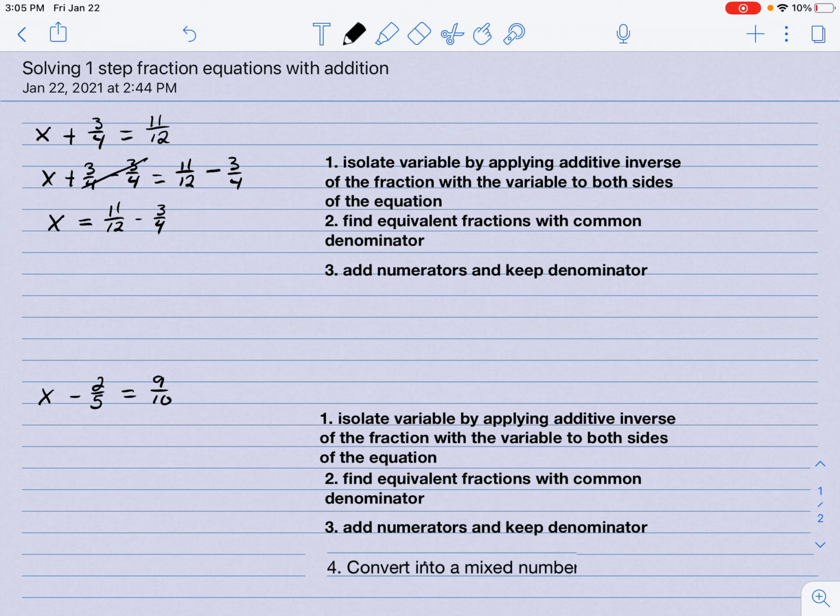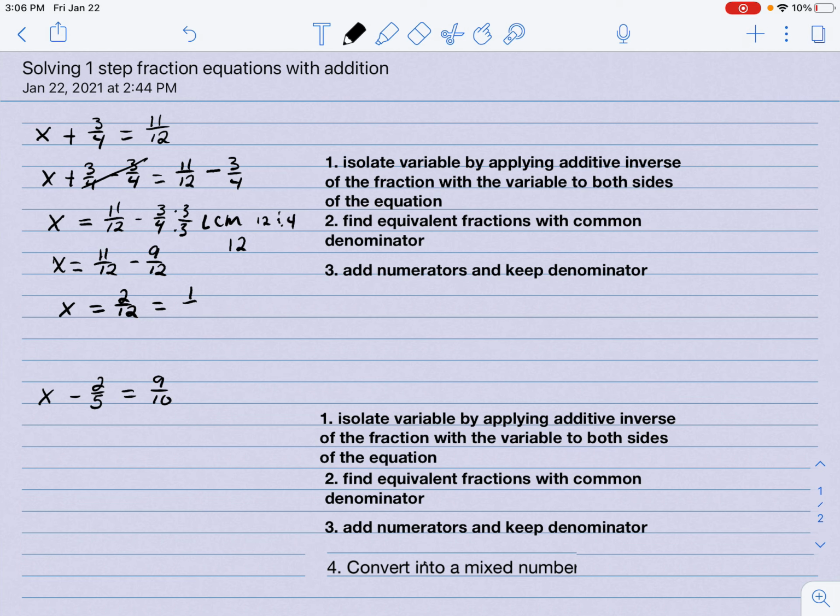Okay, so the next step is we need a common denominator. So we're going to have to adjust these fractions. The least common multiple of 12 and 4 is going to be 12. So we only need to adjust one fraction. So x equals 11/12 minus, we're going to multiply this by 3, this by 3. That's going to give us 12 on the bottom, so we can have a common denominator. That's 9/12. Now that we have that, we just subtract the numerators, keep the denominator. 11 minus 9 equals 2/12, and we can simplify that to 1/6.